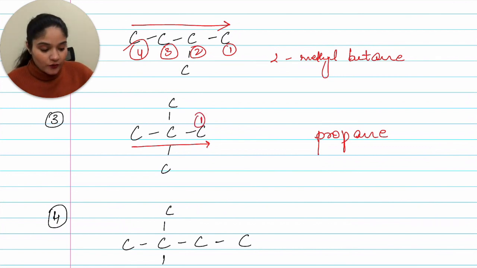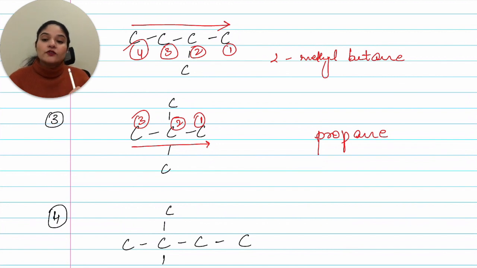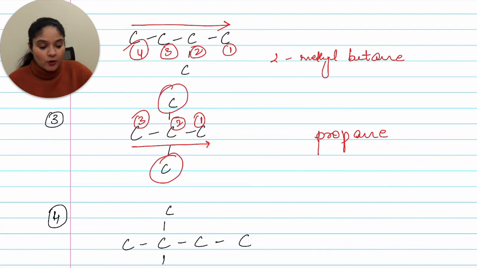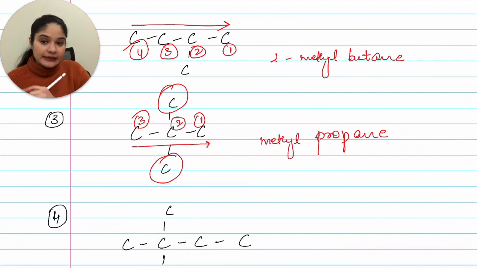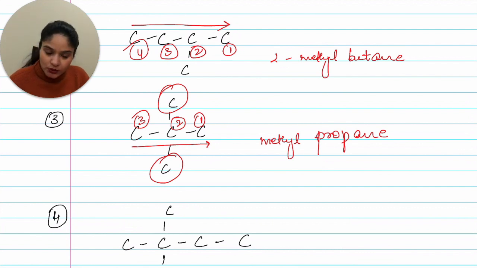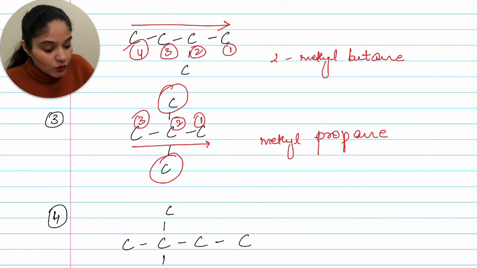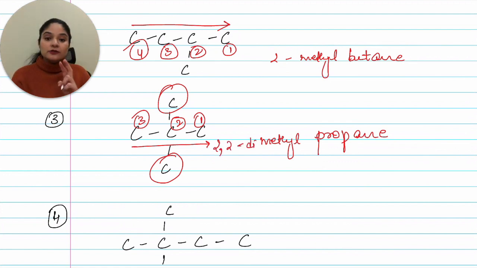Now, one interesting thing. Instead of having 1 methyl group, I have 2 methyl groups here. I have 1 below, I have 1 above. And both of them are at position 2. So how do I write it? First I'll write methyl. Then I'll give in the position. I have 2 methyls, so I'll write 2, 2 dimethyl. Di means 2 methyl groups are present at position 2.